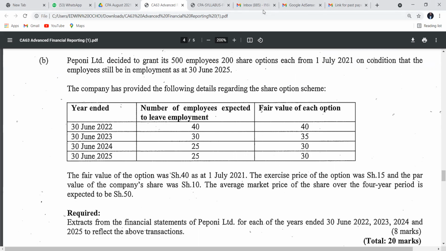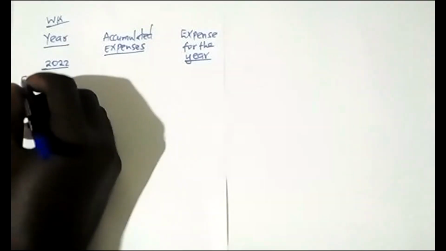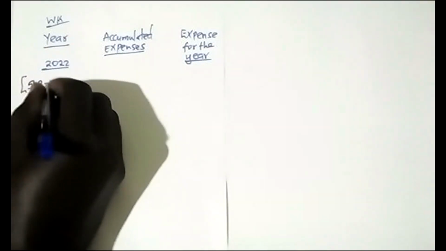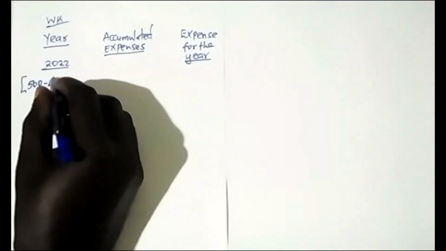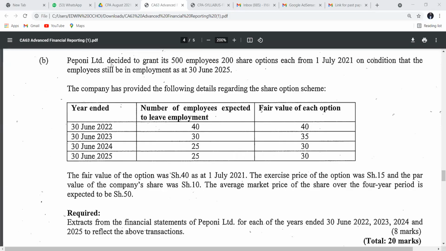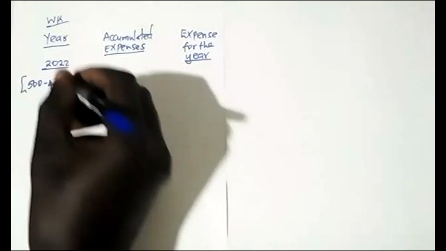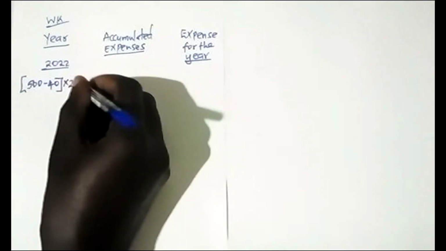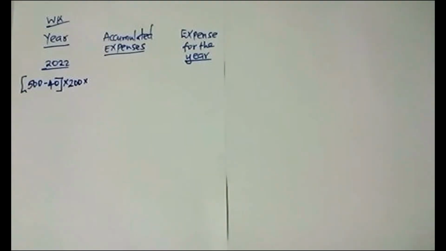So what you do here, you take your 500, you minus the 40 who left. Then you multiply with the share options which they were granted. As per the question, the share options granted are 200. So you multiply with 200, then you multiply with the fair value.